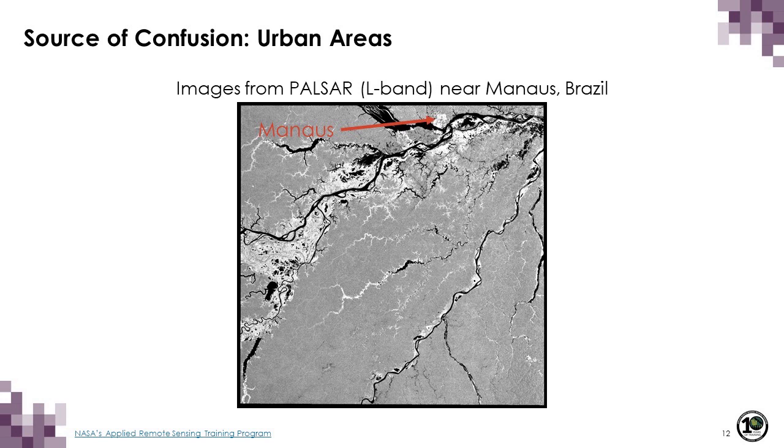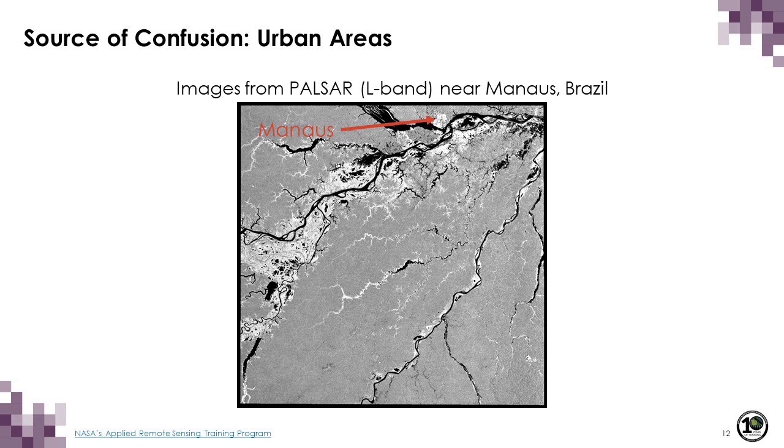Another source of confusion that might lead to errors when classifying flooded vegetation are urban areas. Here we have a PALSAR image containing the city of Manaus in Brazil and its surroundings up in the northern part of the image. The image also shows flooded vegetation, which has a very bright backscatter. So you can clearly see all of the flooded vegetation around the river.